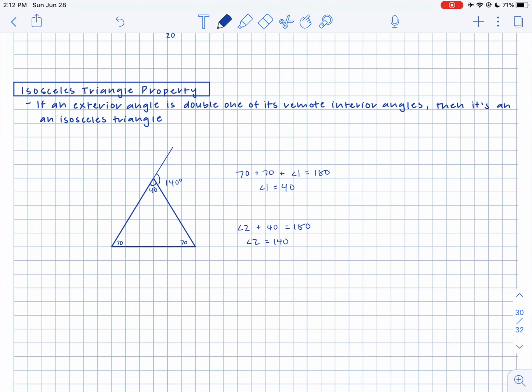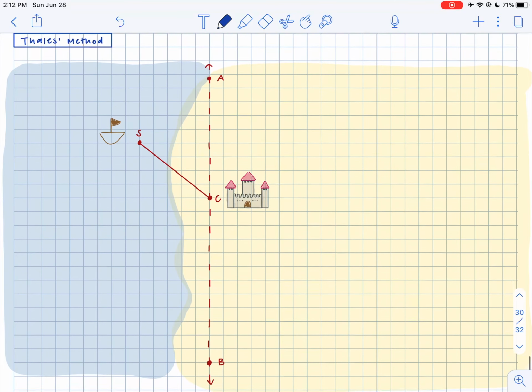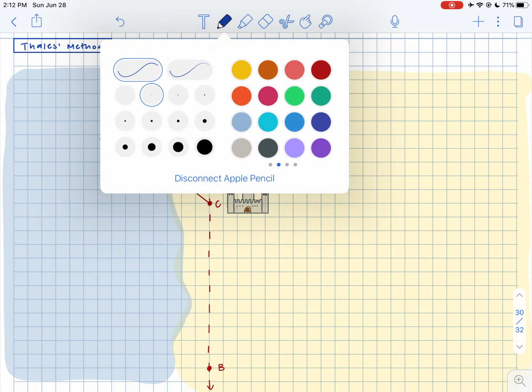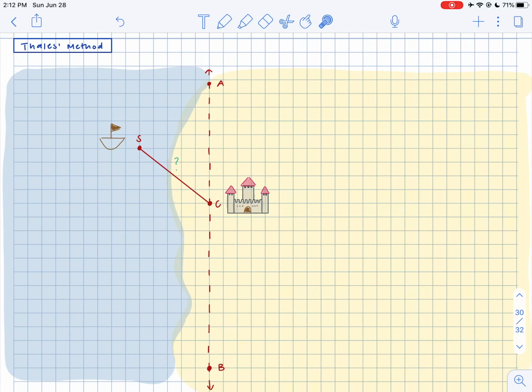Now, why is this important? This is important because we're going to look at an example. This is actually what some Greek philosopher used. He used this property to solve a real life problem, okay? So Thales wanted to measure the distance from the ship to this castle, okay? But how would he measure that distance? Is he going to walk on the shore and then start swimming? No, that might not be the best way. So he's trying to figure out this distance. Let's put a question mark. This distance. And he can only walk up and down on the shore, okay?